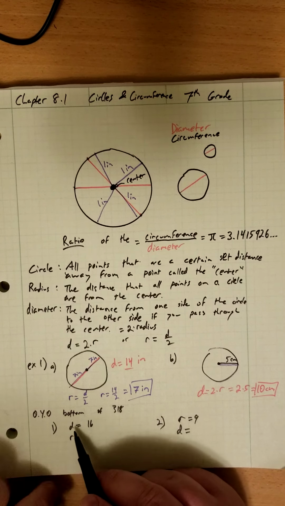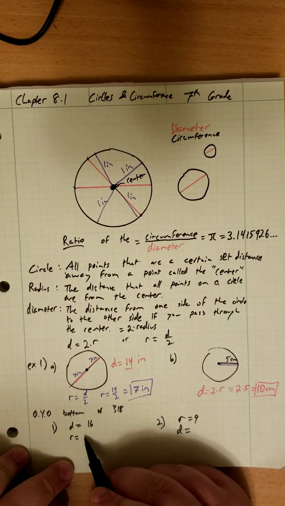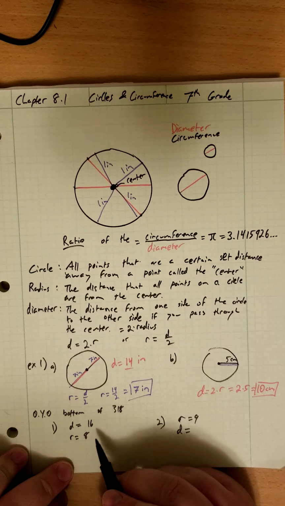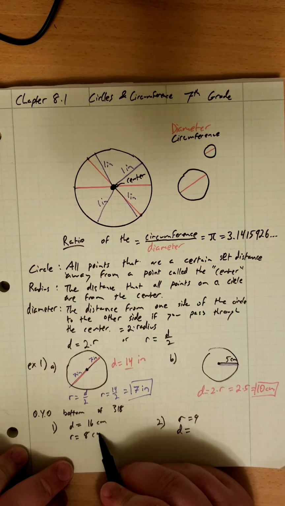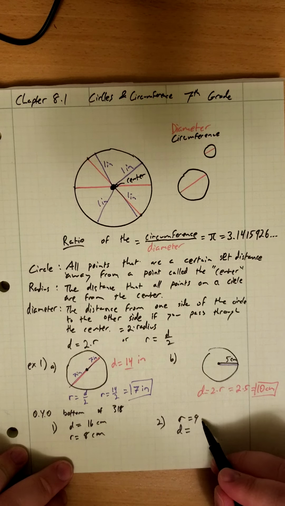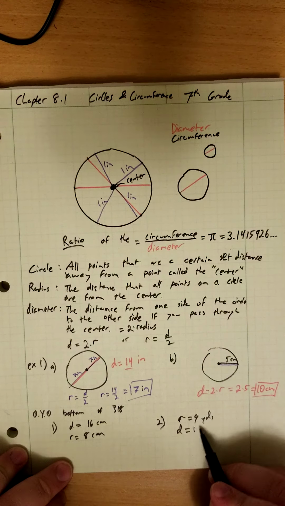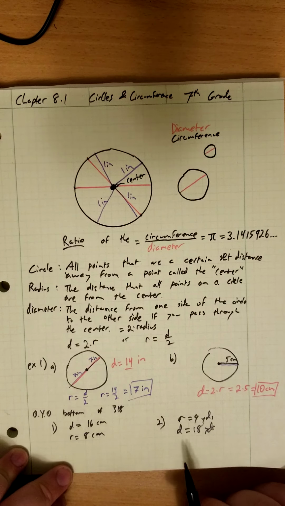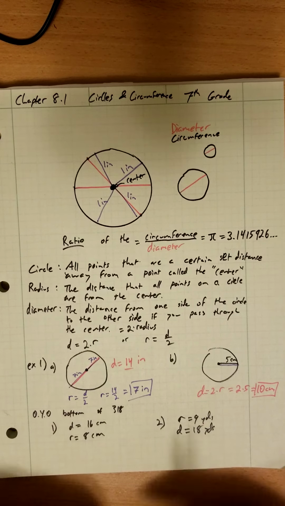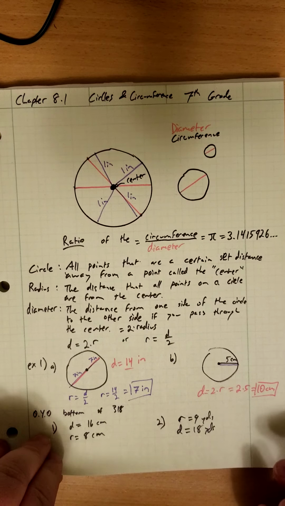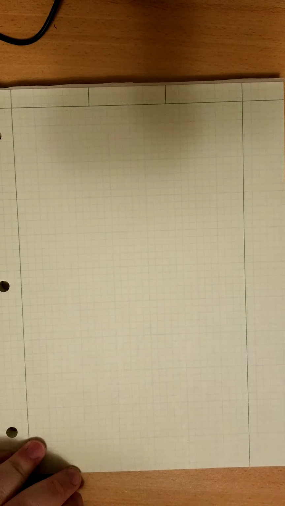All right. Diameter is 16. The radius is half of that, so that would be 8. Sorry, and these are in centimeters, and these ones are in yards. The radius here is 9. The diameter would be twice that, so it would be 18 yards. All right, moving on.